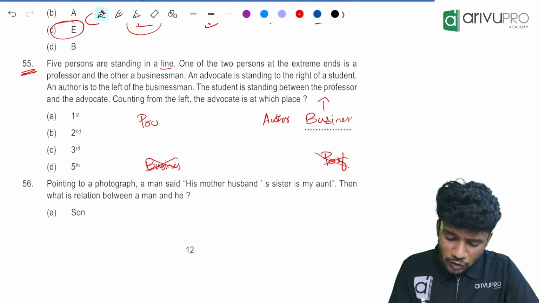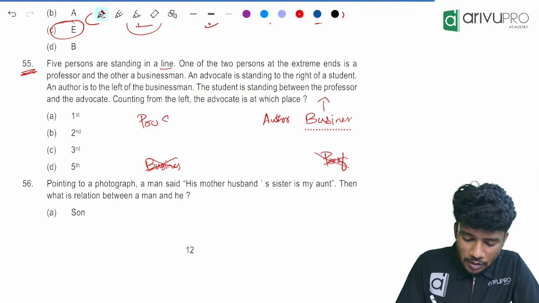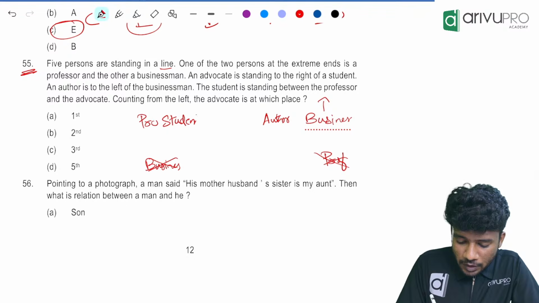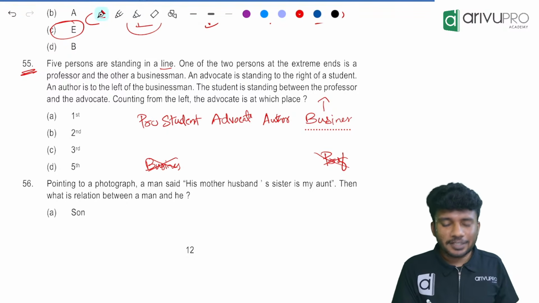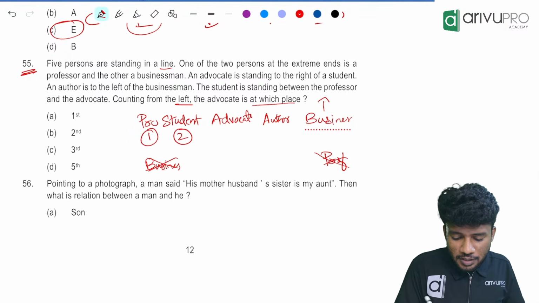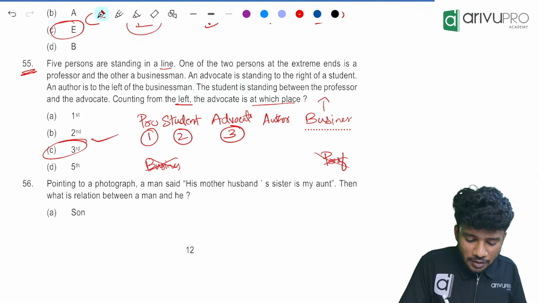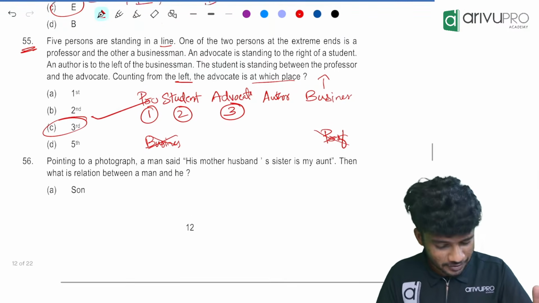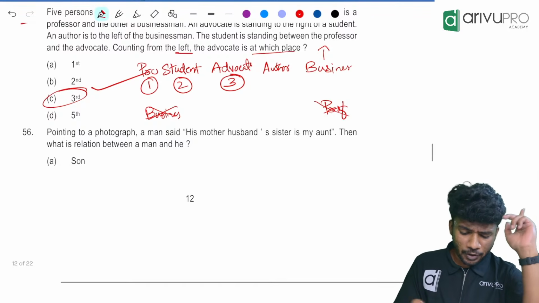Then what is happening now? Student is standing between professor and advocate. Student is between professor and advocate. That means everything is done. Now starting from the left, advocate is at which position? First position, second position, third position. Option C is the answer. Direct answer. Good. Next one, pointing to a photograph.